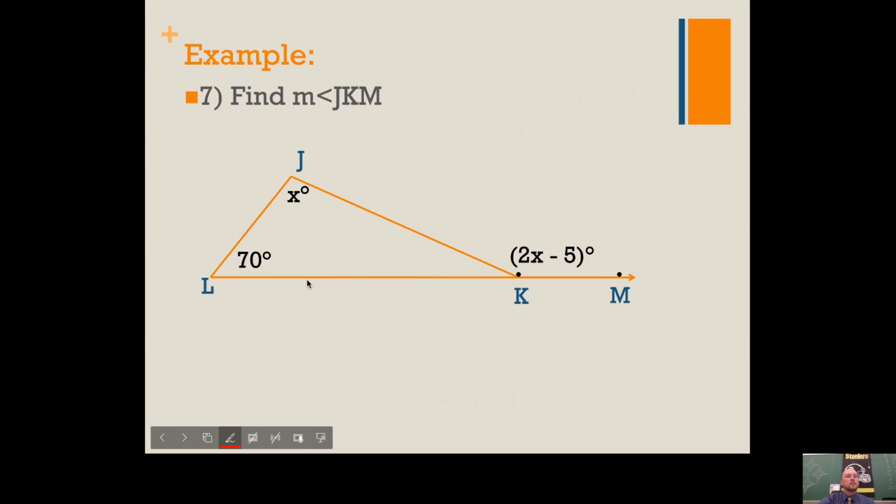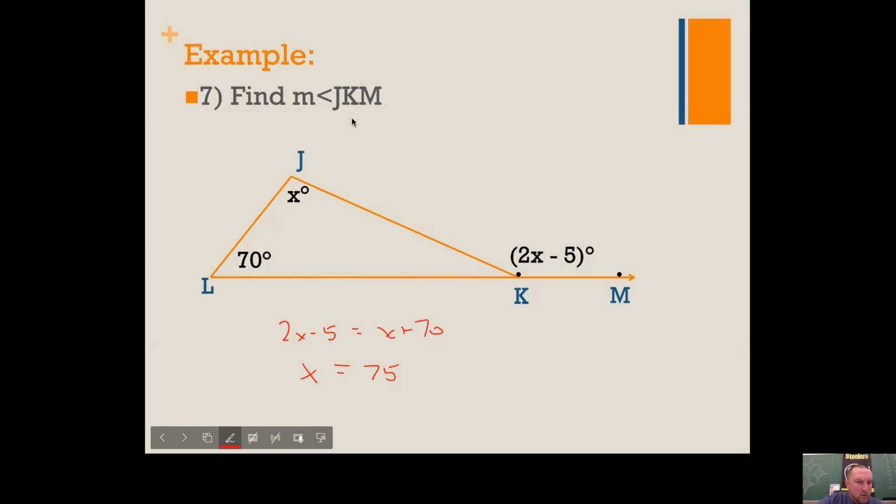Here's an example. This is your exterior angle. The theorem says that the exterior angle is equal to the sum of the remote interiors. So 2x minus 5 equals x plus 70. Add these together, it's got to equal that. We'll subtract x from both sides. We'll add 5 to both sides. You'll see that x is 75.